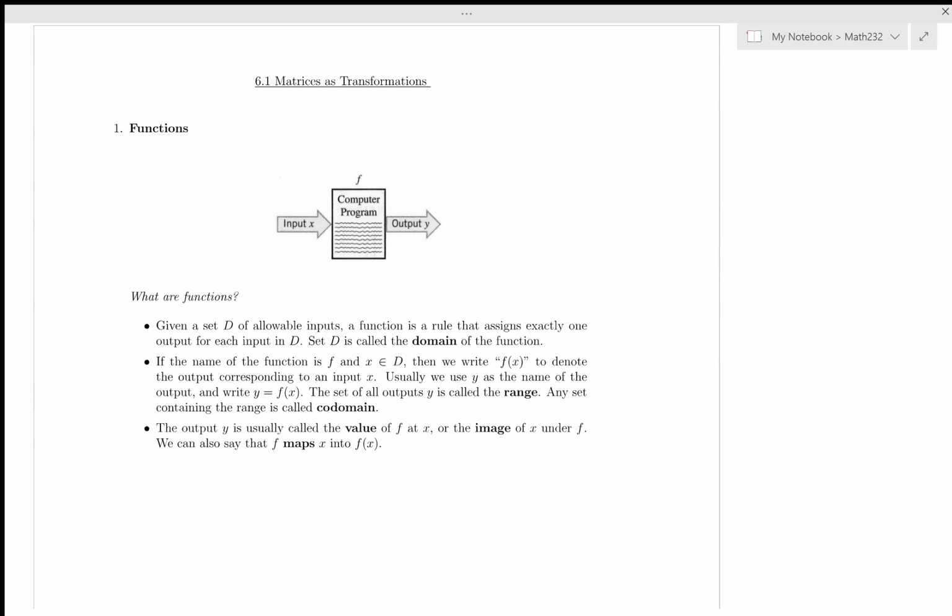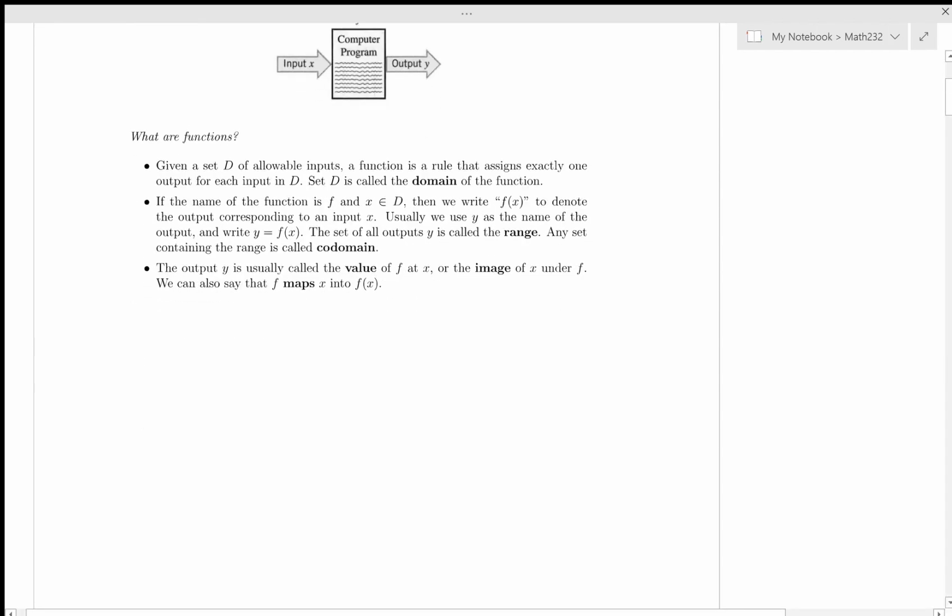So the idea is a function is something like a computer program. It could be like a cash register. It can be an algebraic statement. It can be a lot of things actually. And what happens is you put an input into the function and you get an output. Okay, so the idea is that you've got your function. There it is, some sort of a function.